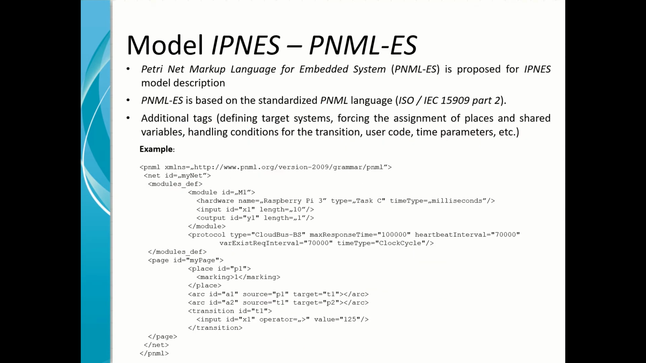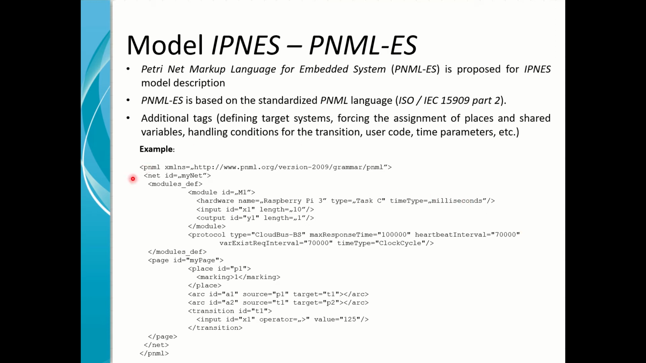In addition to the proposed formal model of IPNES, we also had to be able to save this model as text for further processing. Therefore, we also proposed a new text description model, which we called PNML-ES. It is based on the PNML language. However, we had to extend it by additional tags like defining target system, forcing the assignment of places and shared variables, handling conditions for the transitions, user's code, time parameters, and so on.